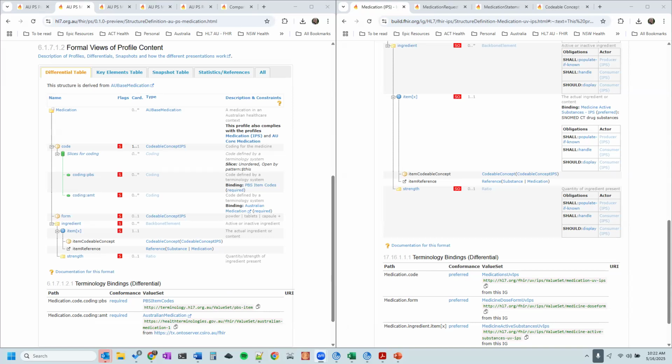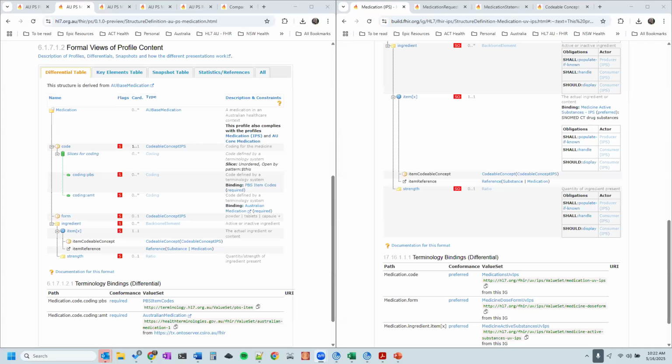Just because the strength is must support in IPS, so it may be more important. But at the same time, it's if known. So if it's not known as a ratio, then we fall back to our extension. And the same goes for basically the extension that's at the medication resource level as well. That will be available because we inherit from AU Base medication. Yeah. And then we can choose whether it's must support or not.